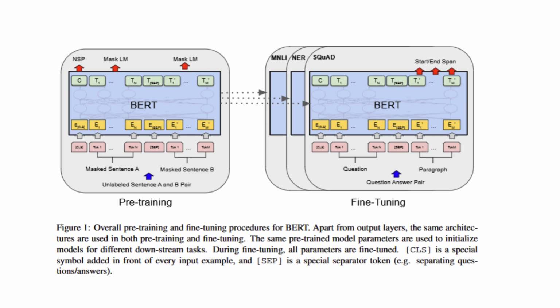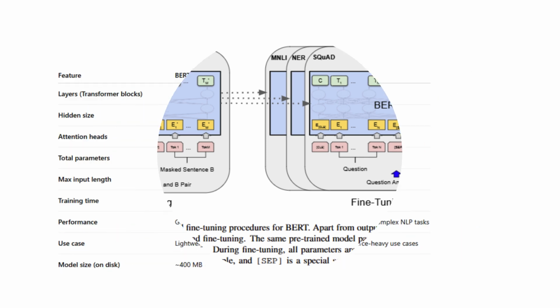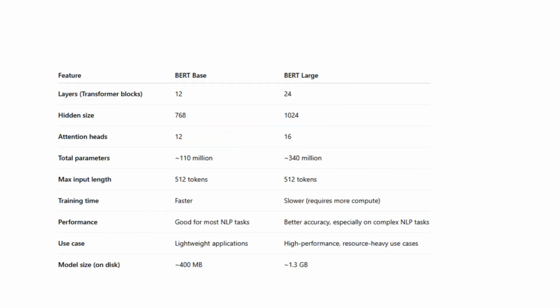The paper mentions two model sizes, BERT base and BERT large. What's the difference? BERT base has 12 layers, 768 hidden units, and 12 attention heads, totaling 110 million parameters. BERT large is significantly larger, with 24 layers, 1024 hidden units, 16 attention heads, and 340 million parameters. Unsurprisingly, BERT large generally outperforms BERT base, especially on tasks with limited training data.